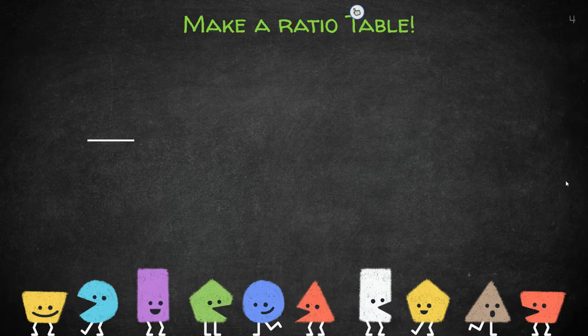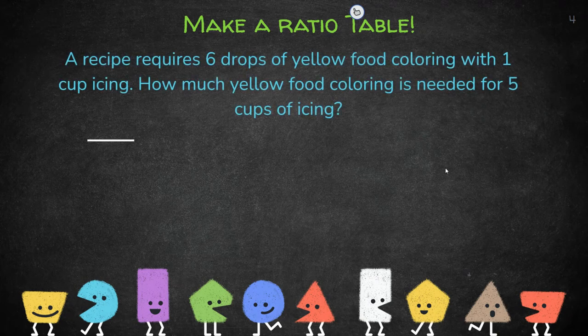Okay, I'm going to give a problem up here, and you don't need to copy this problem down into your notes. I'm going to tell you what to write down. But for the sake of our information, we need a problem to go off of. And that says a recipe requires 6 drops of yellow food coloring with 1 cup of icing. So for every 6 drops of food coloring, we're going to have 1 cup of icing.